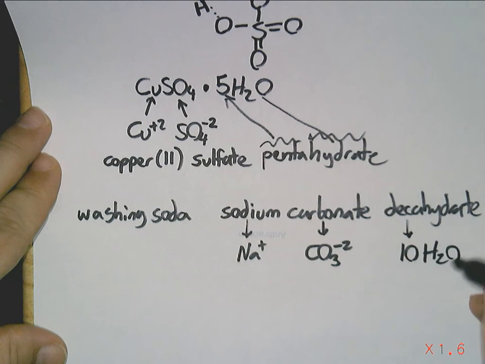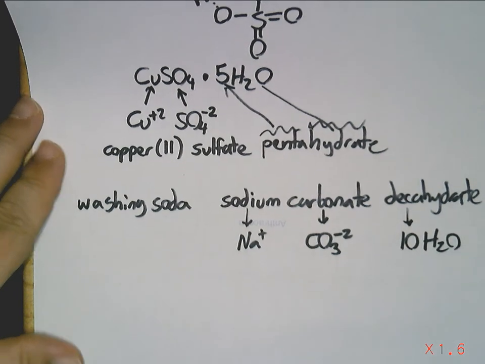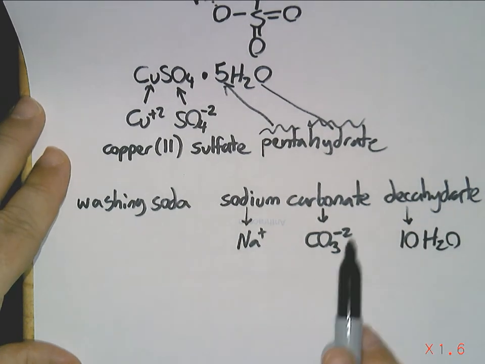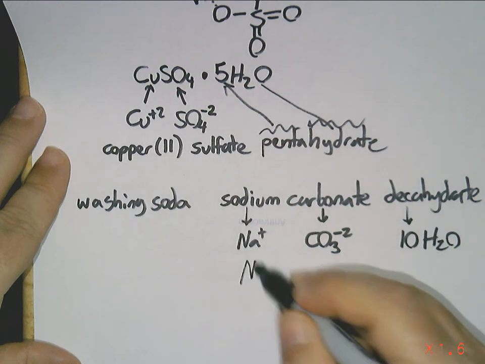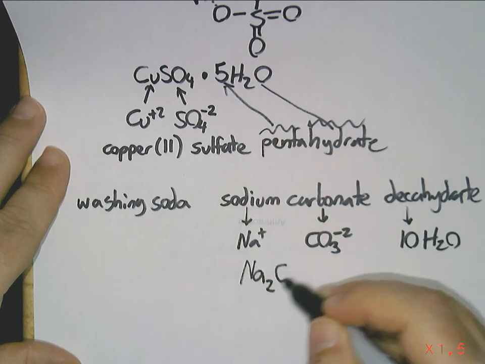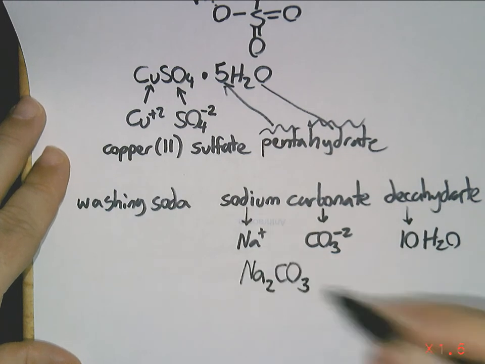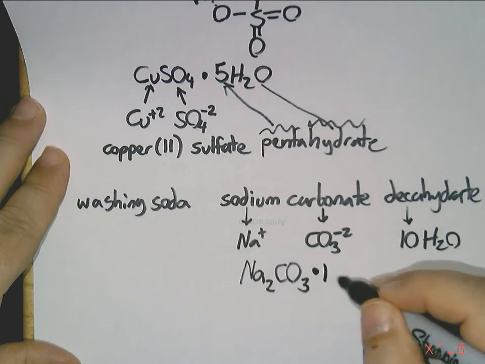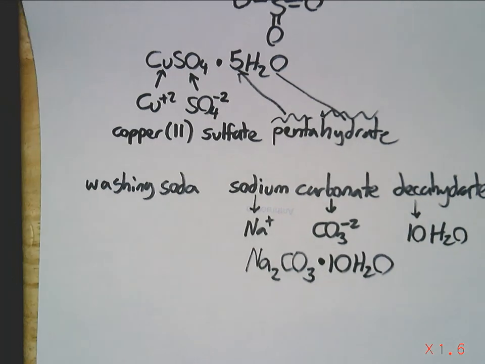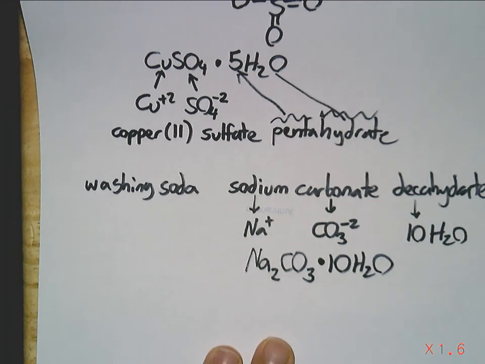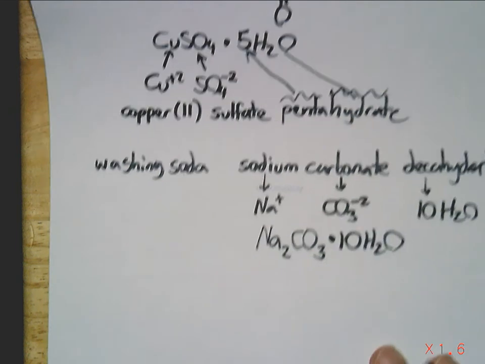So here's all the little pieces. Let's put the pieces together. Okay, if carbonate has got a -2 charge, I'm going to need 2 sodiums with that. So when I push these things together, I get sodium carbonate. It looks like that. And now I'm going to hook on the waters. Dot 10 H2O. That would be the formula for washing soda.